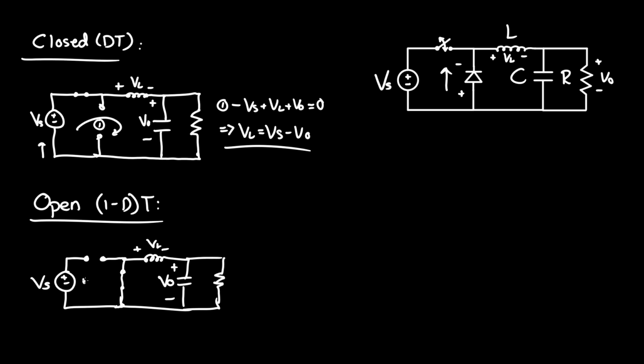Now this time, performing KVL here won't give you anything since that's just VS. So instead, what we can do is loop it around here, which we'll call equation 2, where we'll simply get positive VL plus VO equals 0. Thus, setting again VL on the left-hand side would simply equal negative VO.